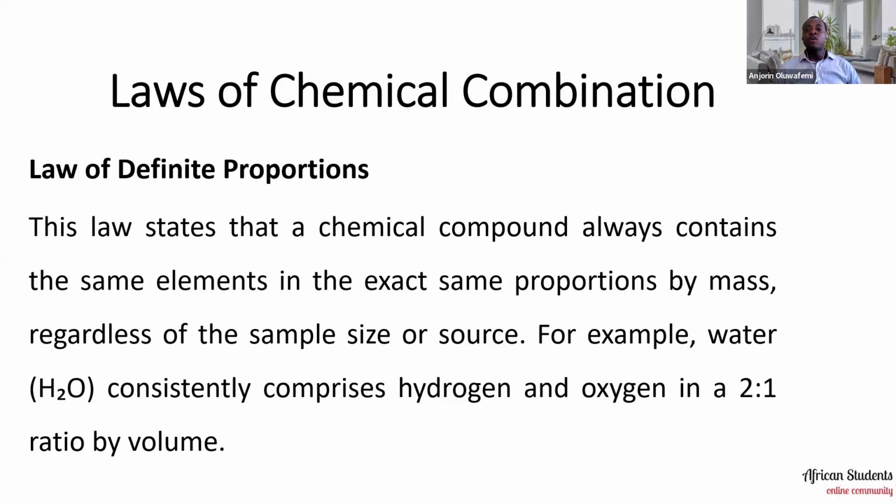And the ratio of their combination is 2 hydrogen against 1 oxygen. So this law is telling you that a chemical compound will always contain the same elements in the exact same proportion by mass, regardless of the sample size or the source. So wherever you find water, whichever the source of water is, the combination of hydrogen and oxygen in that water is always in the ratio 2 to 1.